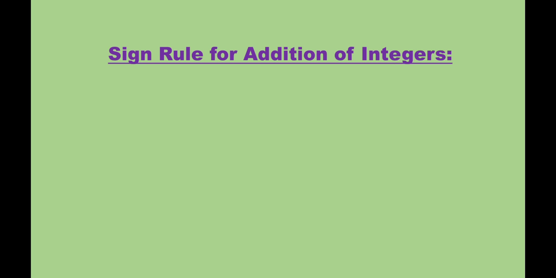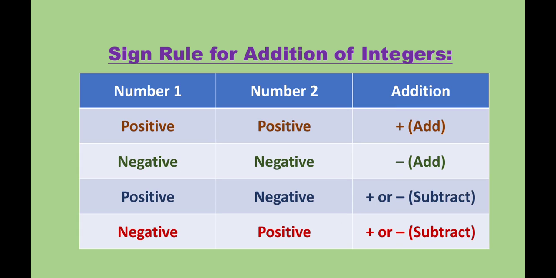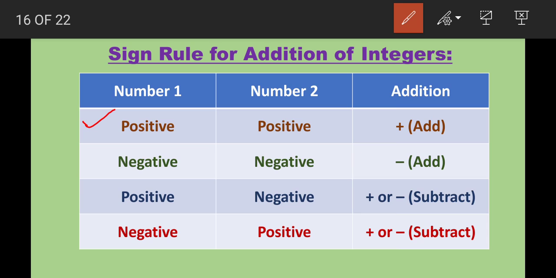Clear? Now come to the sign rule for addition. As we have already discussed all the 4 types of addition, here is the sign rule for them. If both numbers are positive, I am repeating the same, and we are adding them, what to do? We have to add the numbers and put the plus sign. Clear? Second, when both numbers are negative, we add, and the sign is negative here.